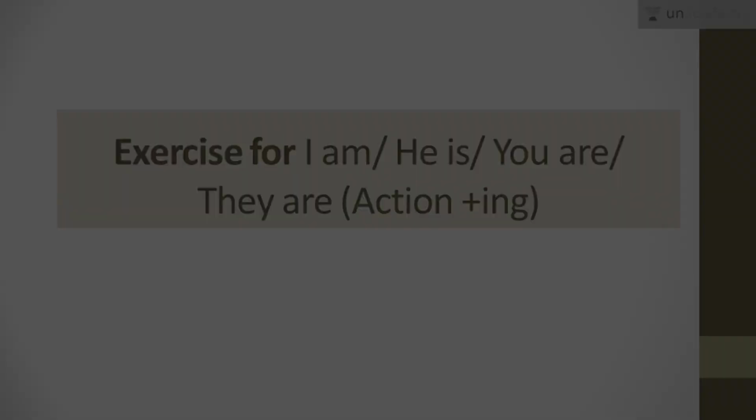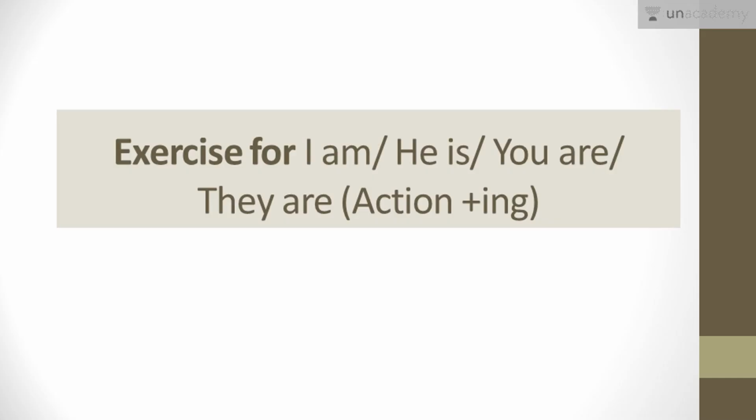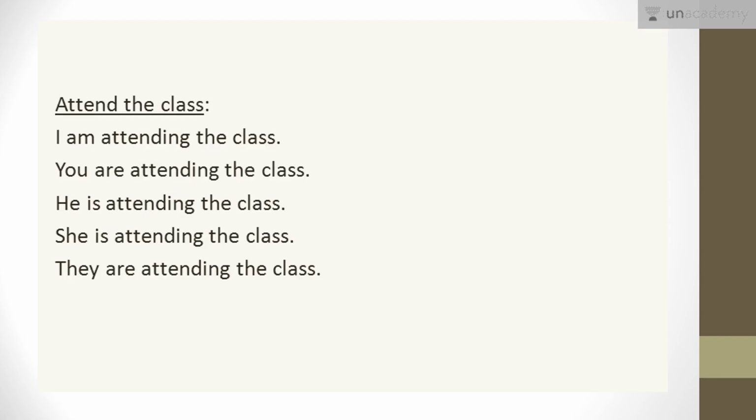So in the previous lecture, we talked about I am, he is, you are, they are, action plus ing. We talked about the sentences which we speak when we are doing something, when he is, she is doing something, when they are doing something. We took some examples also, and in this lecture we will be doing some exercise. We'll be talking about the same sentences extensively. We'll be taking more and more sentences and we will try to speak them, so that we can have as much practice as possible. Okay, so moving on to next slide.